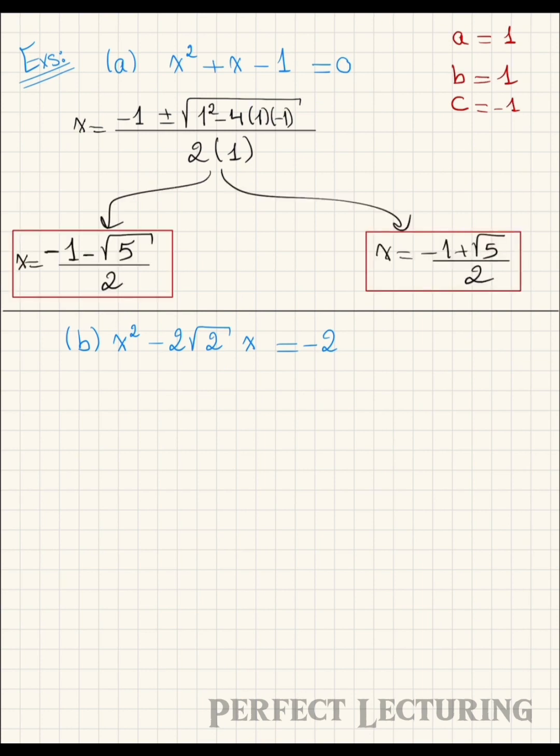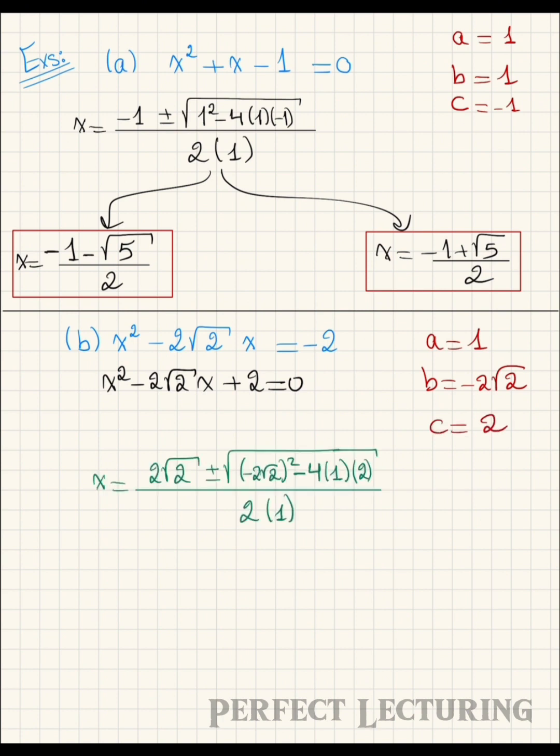Similarly for part B, we first specify a, b, and c, but I have to make sure that the right side is 0, which means I have to move the -2 to the left side. So a is equal to 1, b is equal to -2 root 2, and c is equal to 2. And I apply the quadratic formula, which gives us 2 square root of 2 plus or minus the square root of 0, over 2. And this is the second case where we have one double root, which is equal to 2 root 2 over 2, and we cancel the 2's, so the final answer is the square root of 2.